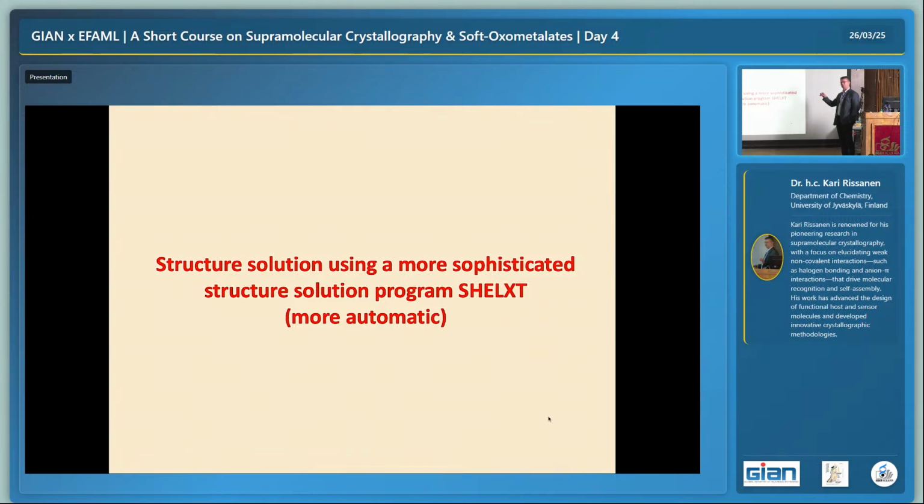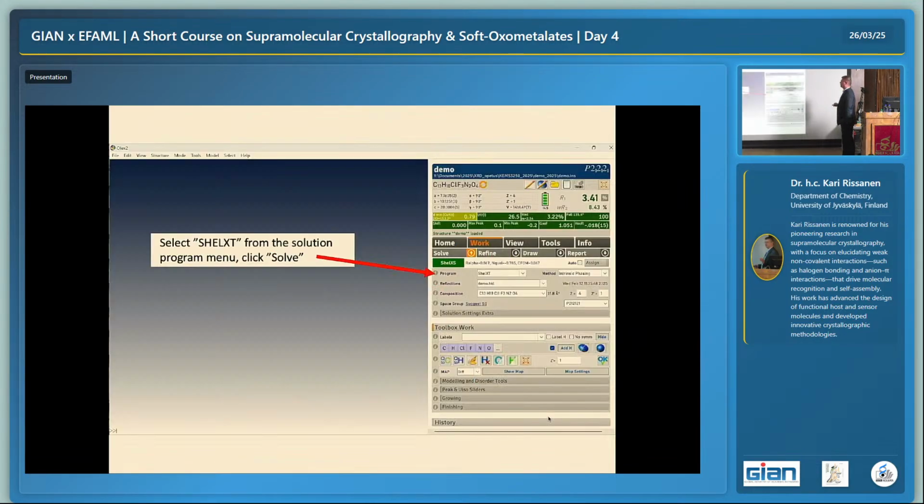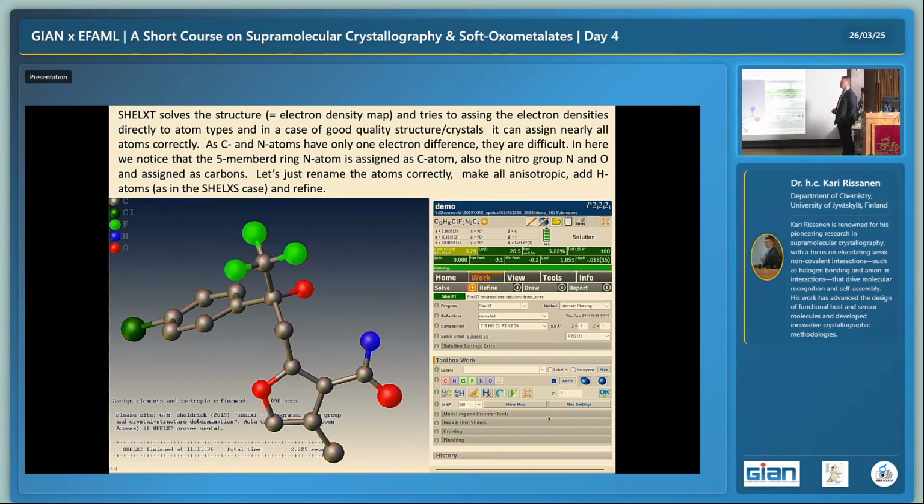And what happens, because this old program was giving you the electron density and you have to assign it yourself. But what happens with this? You just simply go into this program here and then change the S to T and then click solve. Boom. This is what it gives in one shot. So the XT solves the structure, assigns all the electron densities.